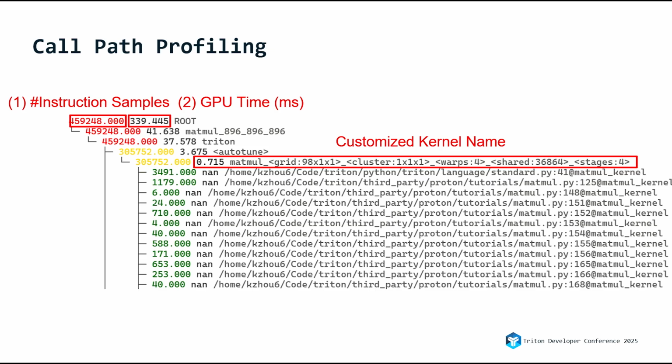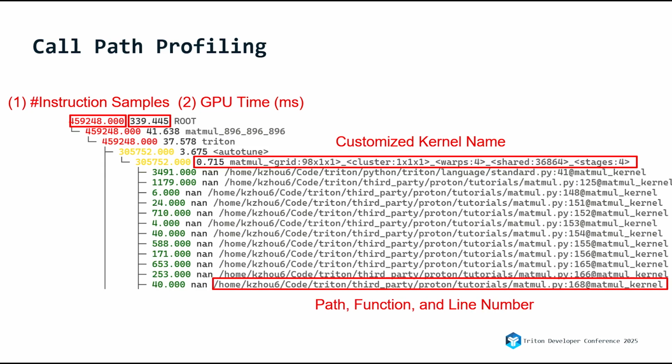Moving downward to the second-to-last level, we have a customized kernel name with its original name, the grid size, cluster size, and other parameters like shared memory usage and number of stages. Then in the last level, we have the number of samples aggregated at individual lines with their file path, function name, and line number.